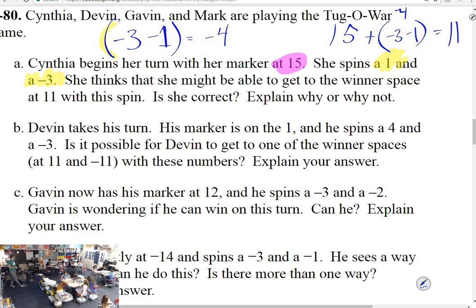Then try to process Devin's as your team and write out the expression that would represent that. You can do B, C, and D on your own. We'll give you a couple minutes to work on this.